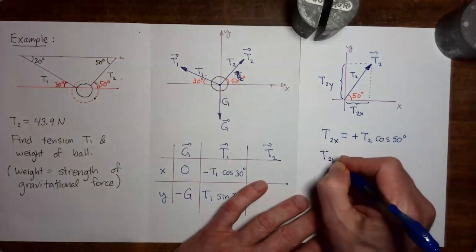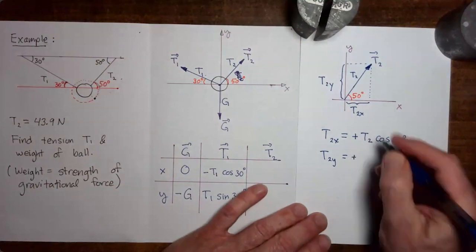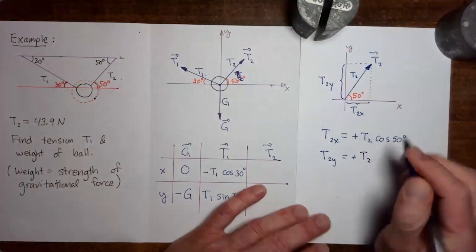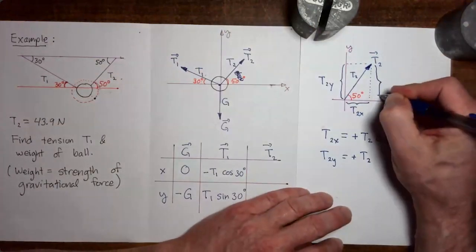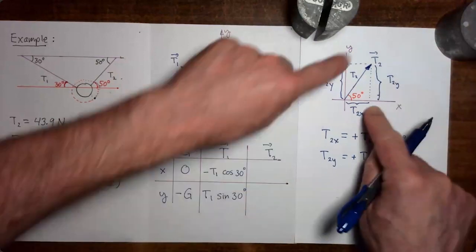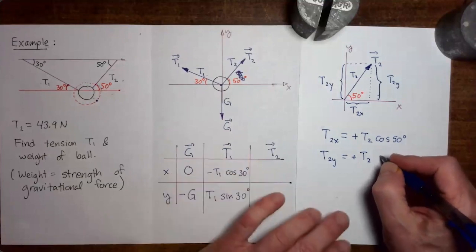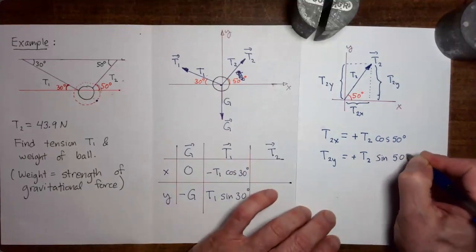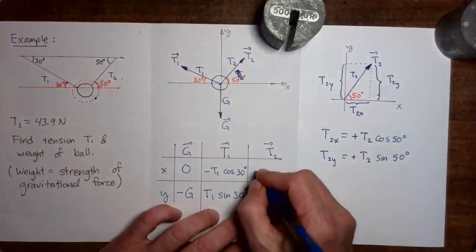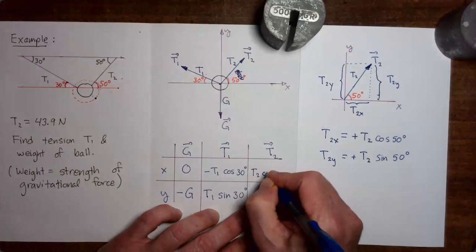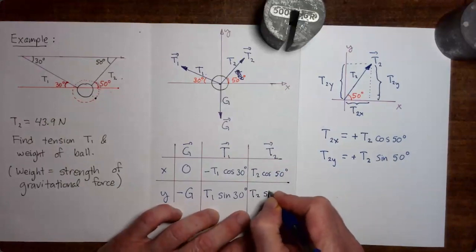And then tension 2 y component. So this lies on the plus y axis, thus plus. The magnitude is tension 2. And then tension 2y over here. This is the same over here. So you can see this segment is opposite the 50-degree angle. So I'm going to put in sine 50. Okay, now let's take those and copy those into the table. So we have tension 2 cosine 50 degrees, tension 2 sine 50 degrees.